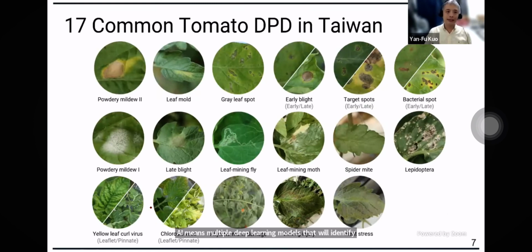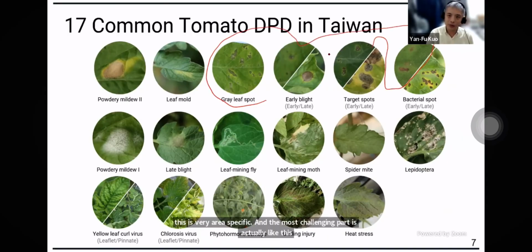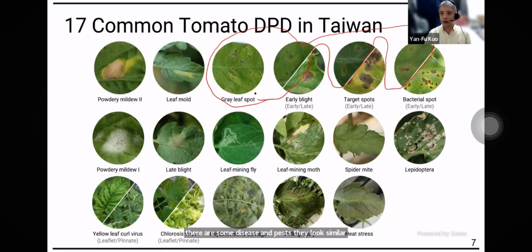So here you can see 17 common tomato issues in Taiwan. This is a subtropical region. So as you see, these diseases may not happen in Europe or North America. So this is very area specific. And the most challenging part is this: there are some diseases and pests that look similar in their early stage. Even plant pathologists cannot tell what is going on in the early stage.